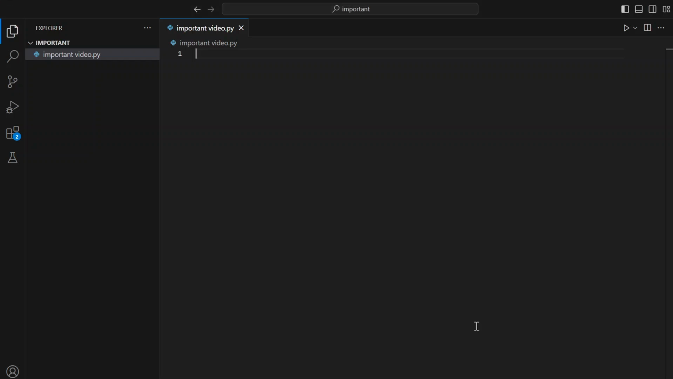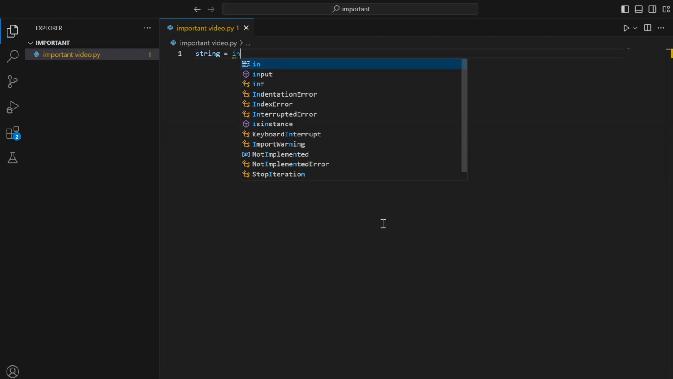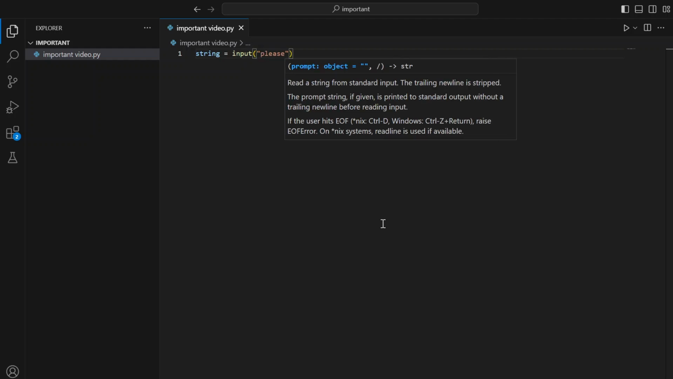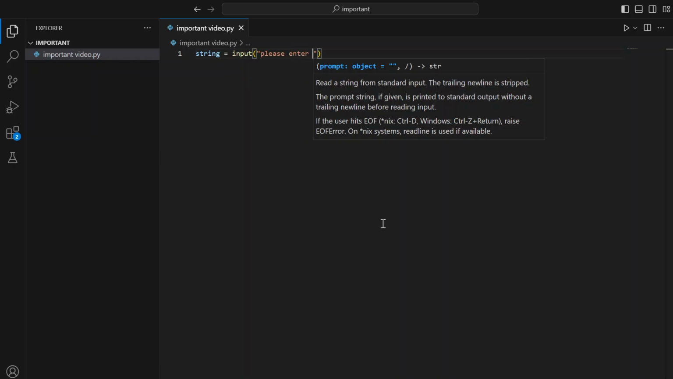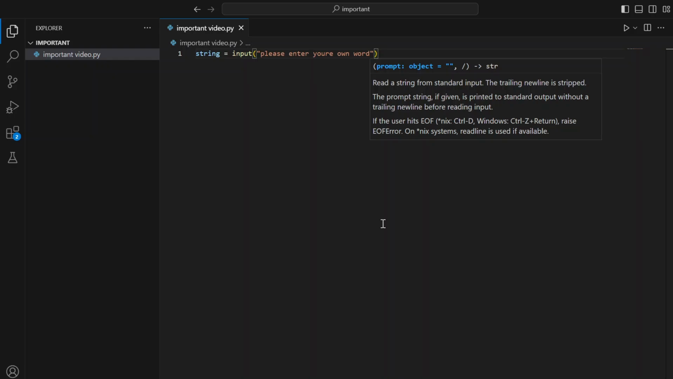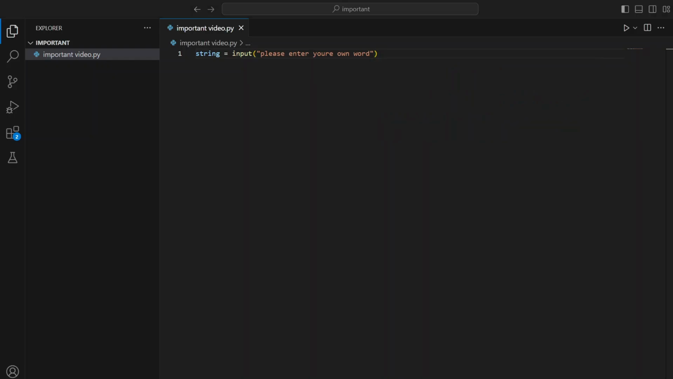So string equals input. Please enter your own word. And then next line.